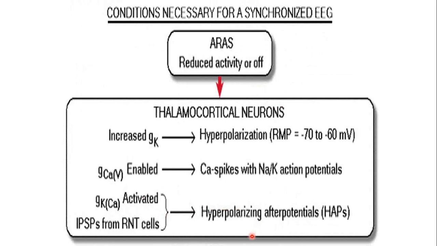So what are the conditions in the body, in the brain, in the central nervous system that are necessary for a synchronized EEG? Well, first of all, the ARAS system. ARAS stands for Ascending Reticular Activating System. The Ascending Reticular Activating System is a pathway made up of several pathways, in fact, a super pathway, like a super highway with many lanes in it, that is bringing information to the thalamus, to the thalamocortical neurons that we just saw.